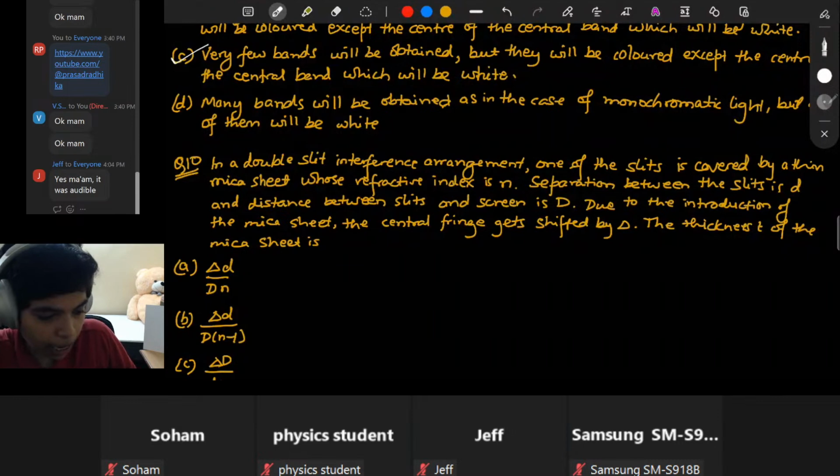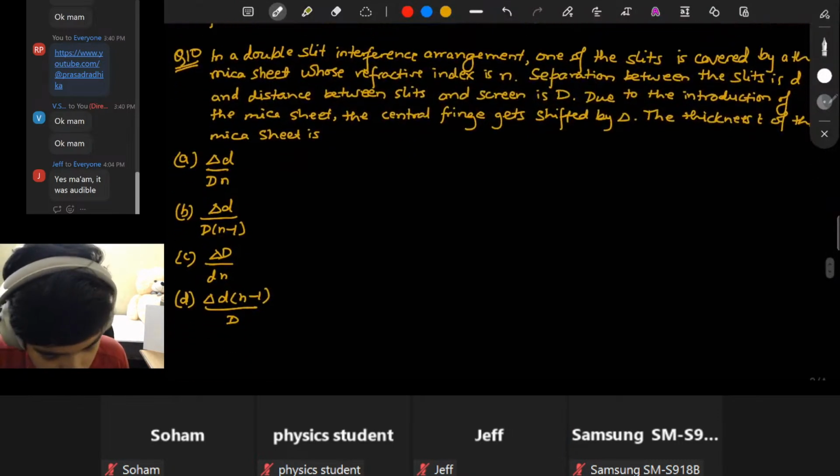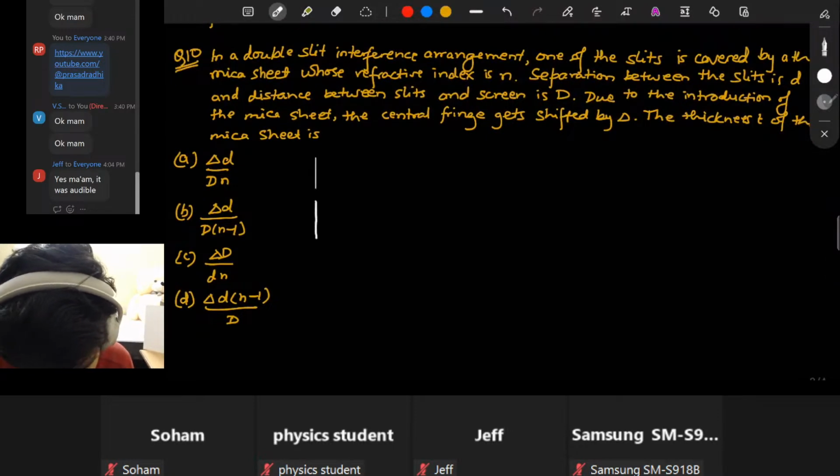So let me draw the diagram. So we have the double slit arrangement.